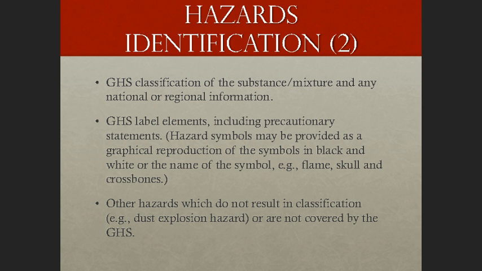Moving on to section 2, section 2 is going to pertain to hazards identification. GHS classification of a substance or mixture and the national or regional information is going to be contained here. We are going to also see label elements like precautionary statements. We're going to see hazard statements. We might see some of the GHS pictograms, such as the skull and crossbones, as we have covered in the other module. And so that's what you can find in section 2.